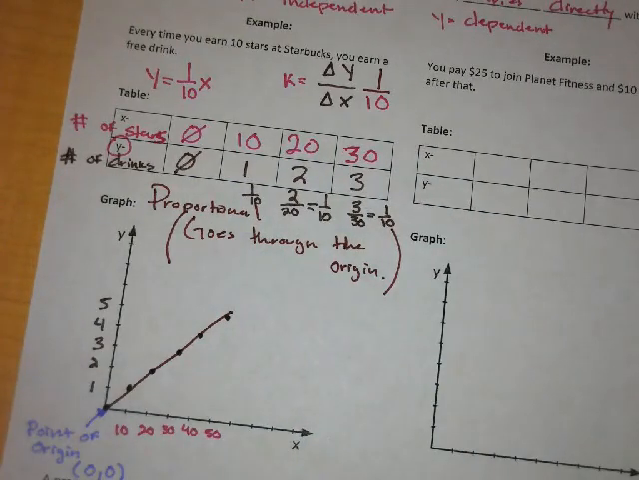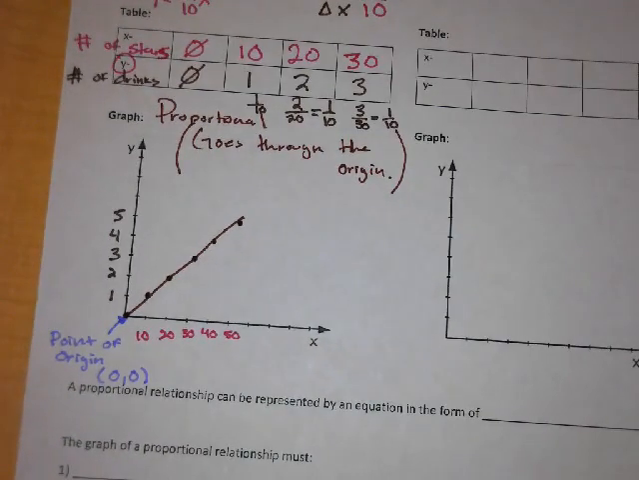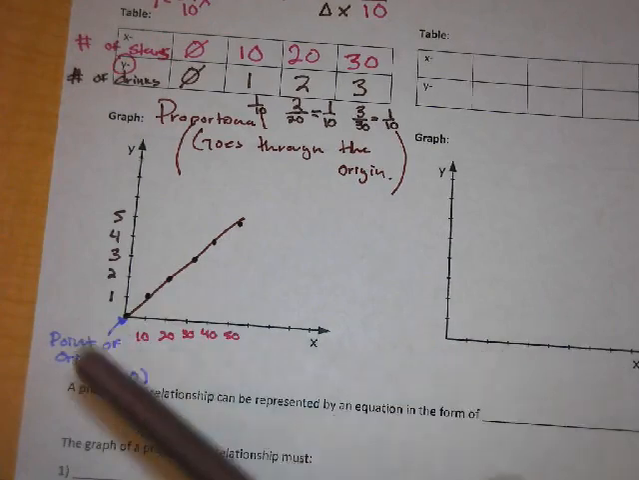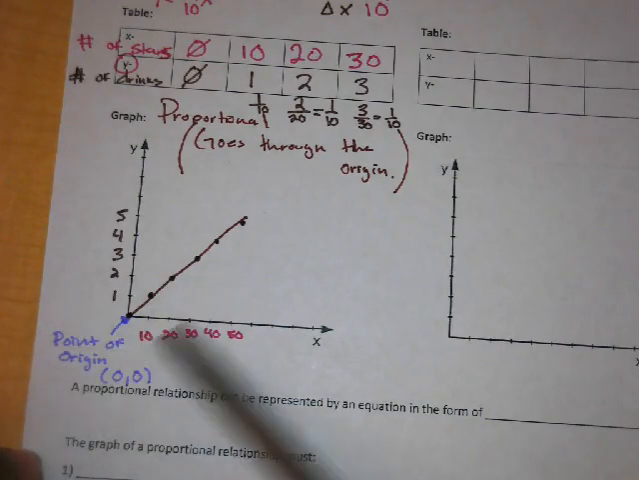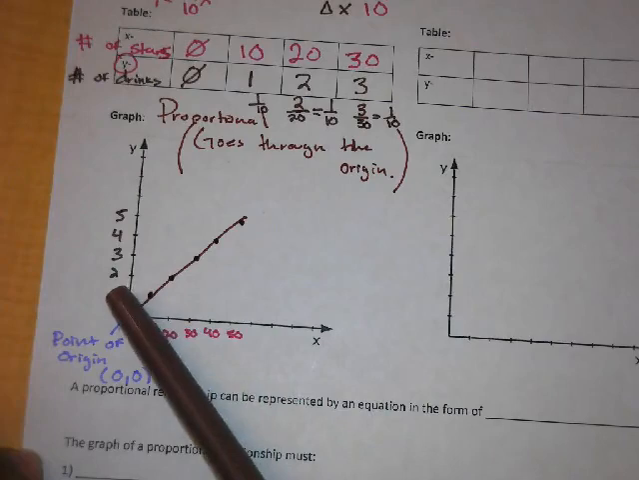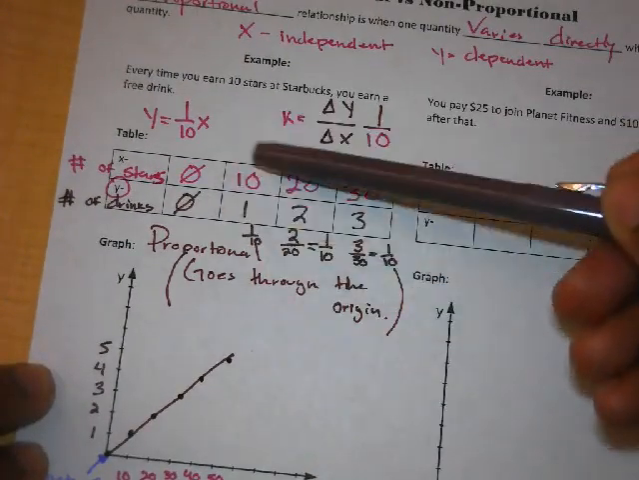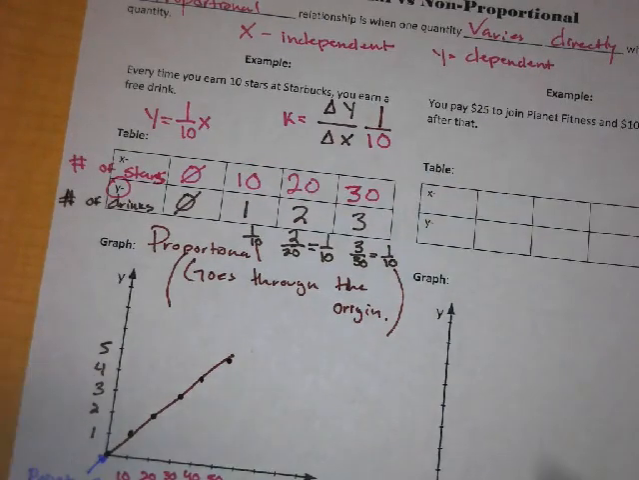If I look at the graph, I see that this is a straight line and it goes through the origin, and that tells me right away that that is a proportional graph. So if you're looking at the graph, check for the origin. Does that line go through the origin? If it does, it's proportional. If you check the table, divide all the numbers, y divided by x, 1 divided by 10, 2 divided by 20, 3 divided by 30, it should all equal the same thing.